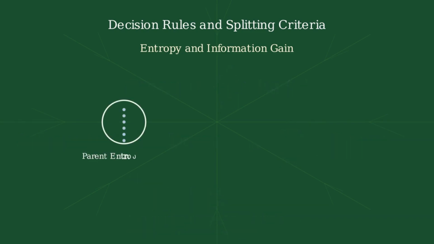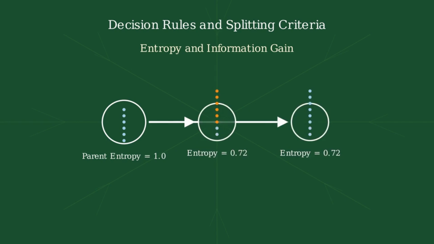Here's a visual example of information gain. Our parent node has an equal mix of both classes, giving an entropy of 1.0. After splitting, each child node has a more pure distribution with 80% of one class and 20% of the other, resulting in lower entropy values of 0.72. The information gained from this split is 0.28, calculated as the parent entropy minus the weighted average of the children's entropies.